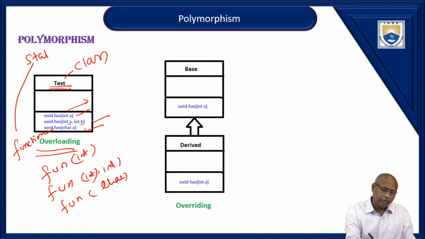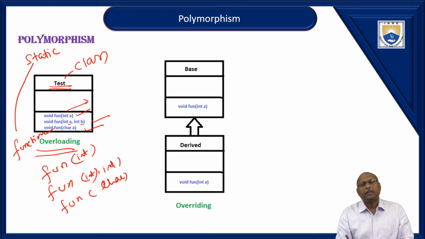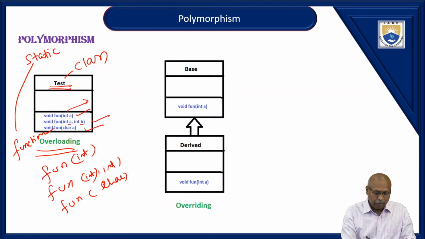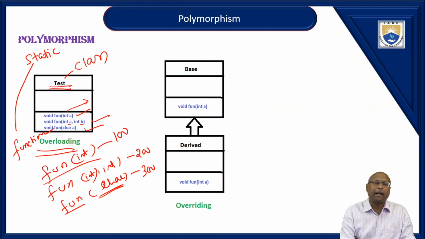What polymorphism? Static polymorphism. Static polymorphism is also called compile time polymorphism, because during compilation time it will know where exactly this code will execute. So the location of the code is known at compilation time itself. That's why it's called compile time polymorphism. Because fun with integer may be bound to one address, say 100. Fun with integer comma integer is also a function, available at the address 200. Similarly, fun with character may be available at the 300 address of the RAM.